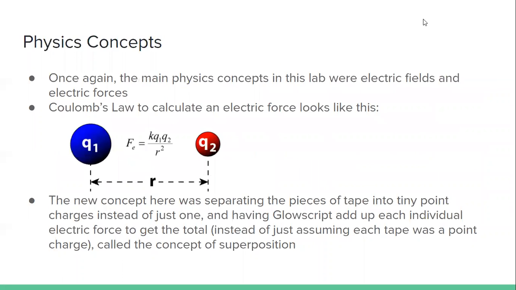Some of the physics concepts utilized in Lab 2 are very similar to those in Lab 1. This includes Coulomb's law to calculate an electric force, which is F equals K Q1 Q2 over R squared. The new concept introduced here was separating the pieces of tape into tiny point charges instead of just one point charge, and having GlowScript add up each individual electric force to get the total, instead of just assuming that each tape was a point charge. This is known as the concept of superposition.